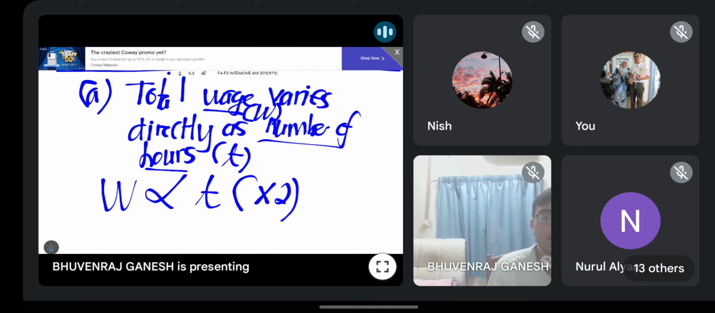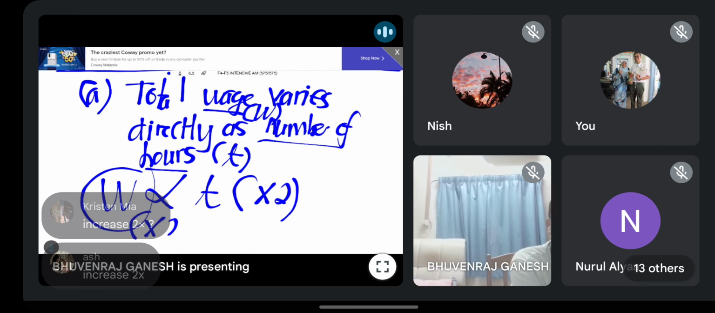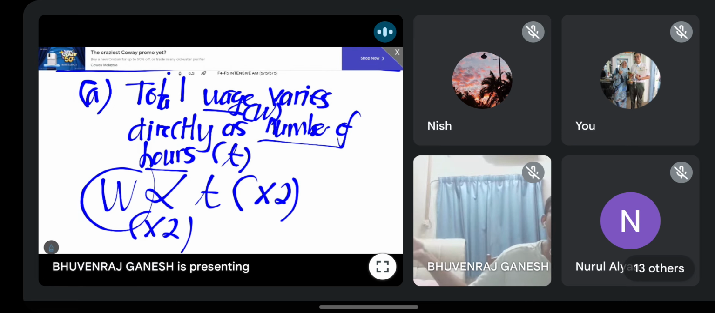Okay guys, so now I want to ask you, kalau dia bekerja 2 kali lebih panjang, if he works 2 times longer than original, apa akan jadi pada nilai ni? Can you all tell me? If you understand variation lah, berkadar langsung. Berapa jumlah gaji yang dia dapat? Yes, increase by 2 times also. Okay, this is what we call direct variation. One side increases 2 times, the other side also increases 2 times. So this is how we can see direct variation.